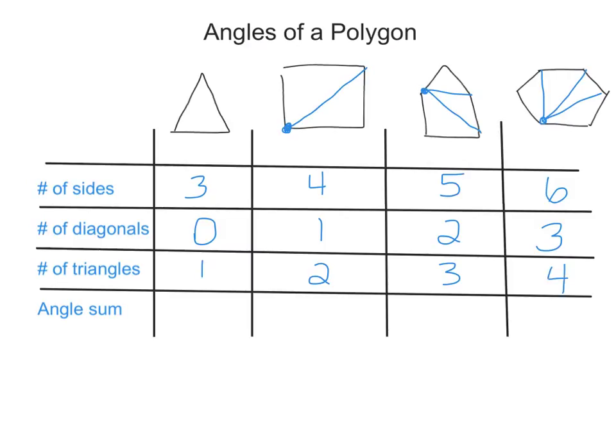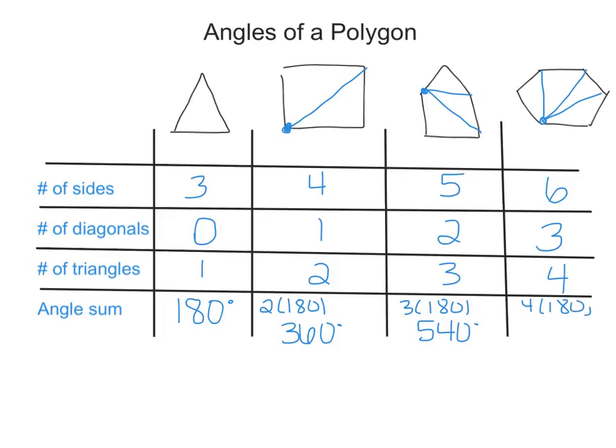Now we want to figure out how many degrees are in the whole shape. We know that a triangle from yesterday has 180 degrees. When we look at the quadrilateral, I have 2 triangles, so that means I have 2 times 180, or 360 degrees. The next one, I have 3 triangles. 3 times 180 gives me 540. Last but not least, this last one, I have 4 times 180 because I have 4 triangles.